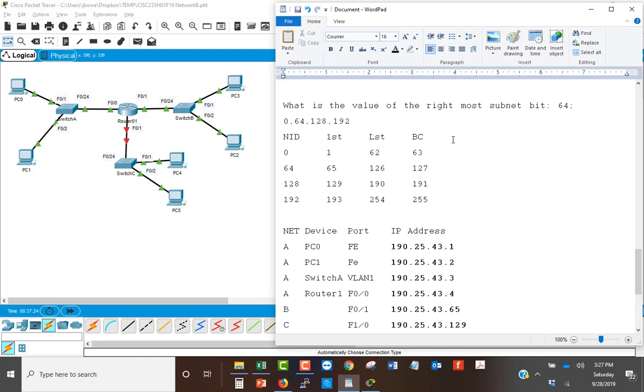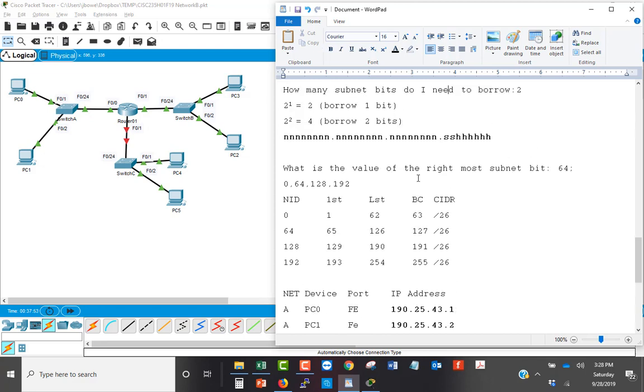One of the things that I failed to do in this diagram up above was show you the new CIDR notation for these. So I'm going to put this in, and then I'm going to go back to our previous problem and put those in as well. This is now a CIDR notation of /26, because if you recall, we borrowed 2 bits. When you count up all of the network bits, that gives you 26.